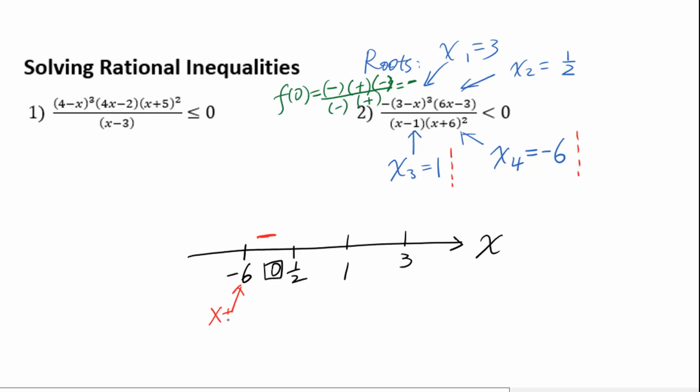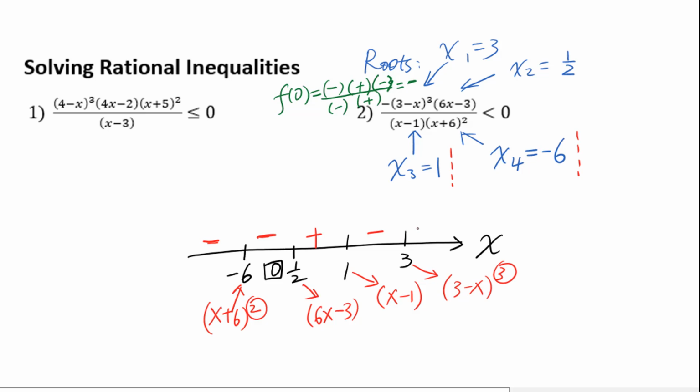From the x plus 6 squared factor, we get negative 6. Since this is an even power, no sign change at negative 6. So this part is a negative. For 1 over 2, we get it from the 6x minus 3 factor. This is a single power, so we need to change the sign. For this 1, x minus 1, single power, change the sign. For this 3 minus x to the third power, this is an odd power, need to change the sign.